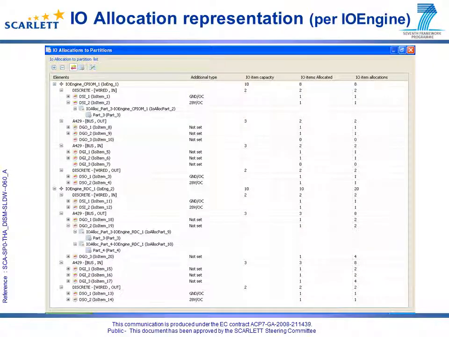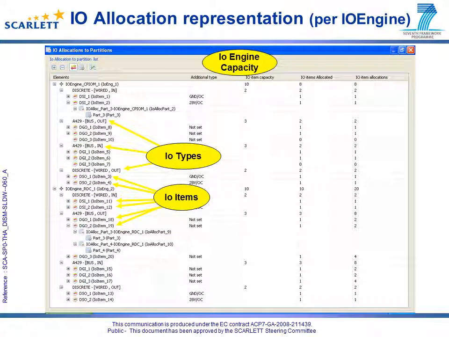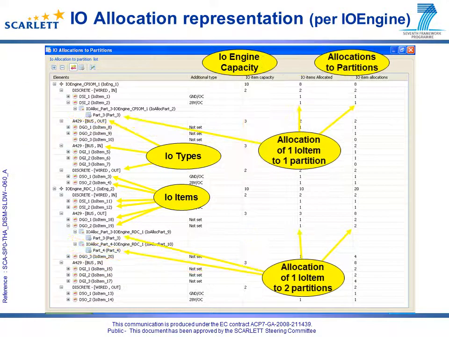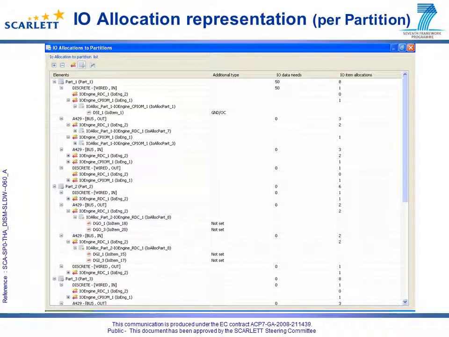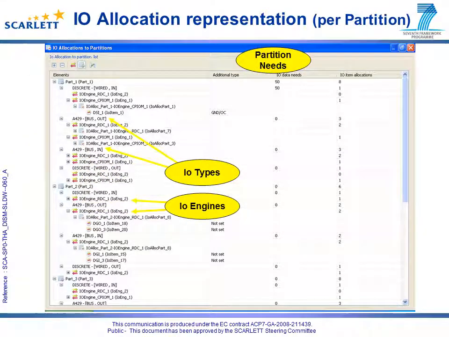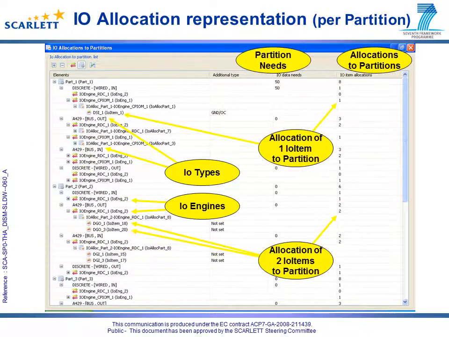The I/O allocation view per I/O engine provides I/O engine capacity, number of I/O items per I/O item type, I/O items allocated to partitions. By clicking on the symbol representing partitions, one may access the per partition I/O allocation view. I/O allocation view per partition provides partition needs per I/O type, I/O items allocated to partitions.